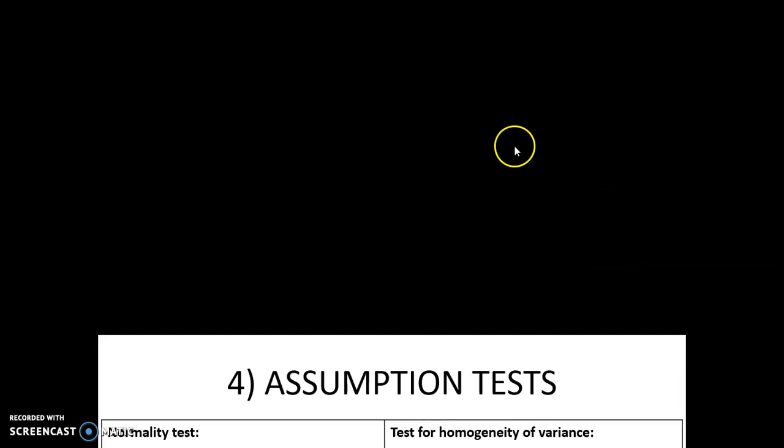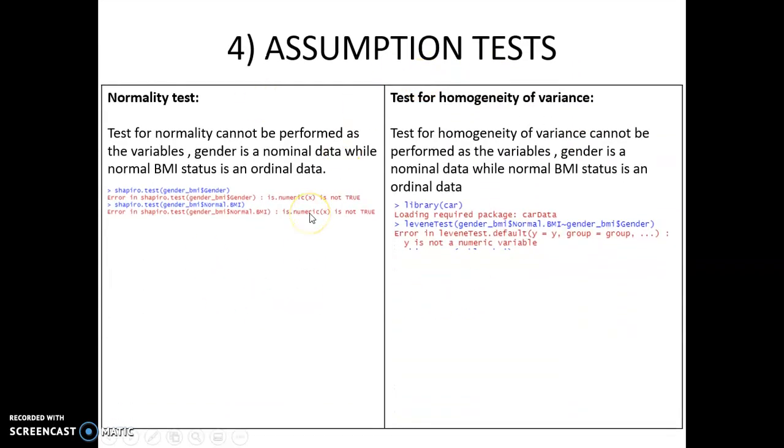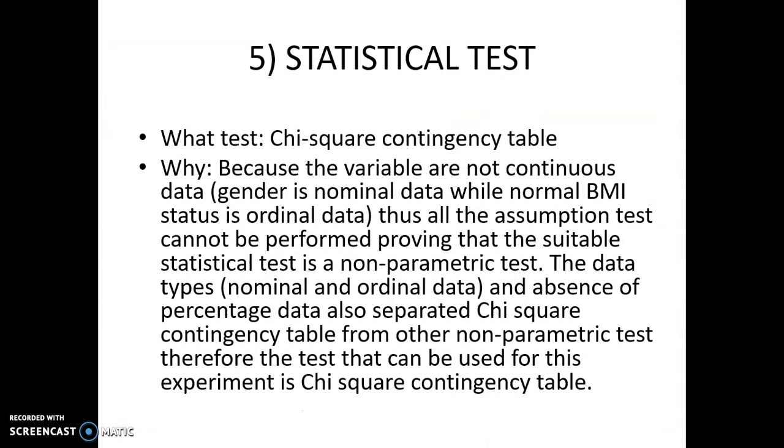Once we know that we cannot perform the normality and the homogeneity of variance tests, we can conclude that the suitable statistical test is a non-parametric test. The statistical test that I chose is the chi-square contingency table because the variables are not continuous data. Gender is nominal data while normal BMI status is ordinal data. Thus, all the assumption tests cannot be performed, proving that the suitable statistical test is a non-parametric test.